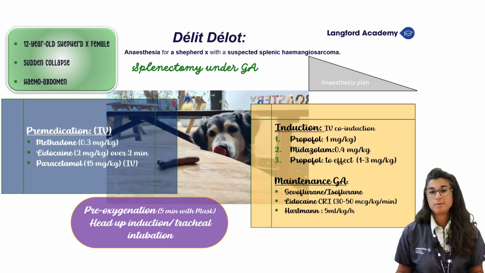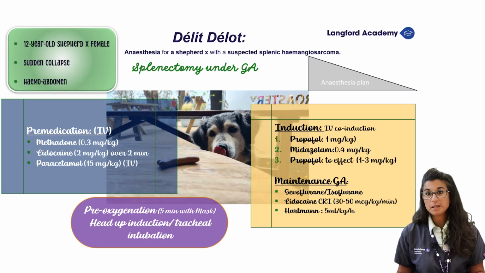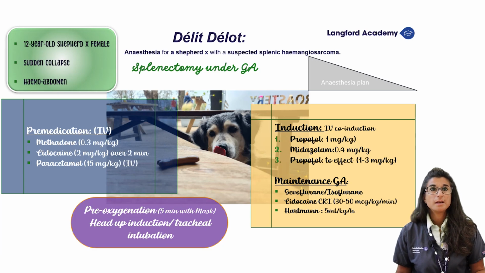So first, the pre-medication should provide sufficient analgesia, so with methadone. You can consider giving also lidocaine at 2 mg per kilo over 2 minutes. That would provide a very good analgesia as well, and can provide also a bit of sedation. At this dose, you shouldn't see any nausea sign, but you never know. But as we said before, you want to maintain the head up. You can consider also giving paracetamol at 15 mg per kilo IV before you anesthetize them for further analgesia.